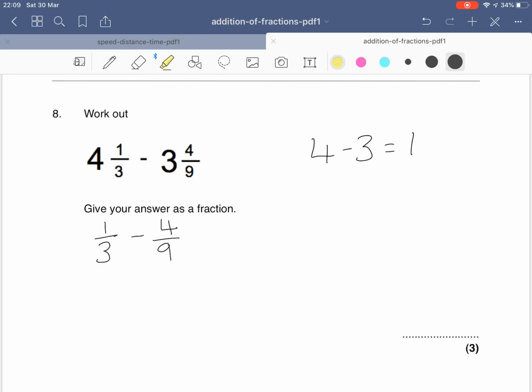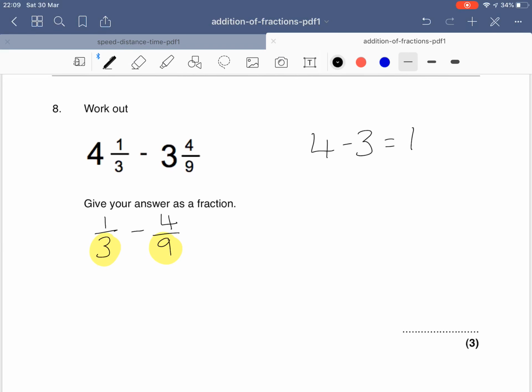So I think of my 3 times table and my 9 times table. One number that is in the 3 times table and the 9 times table is 9. So the bottom numbers can be 9. This one is already bottom number 9, so that can stay the same. But how do I go from 3 to 9? I would times by 3. So I've got 3/9 take away 4/9.